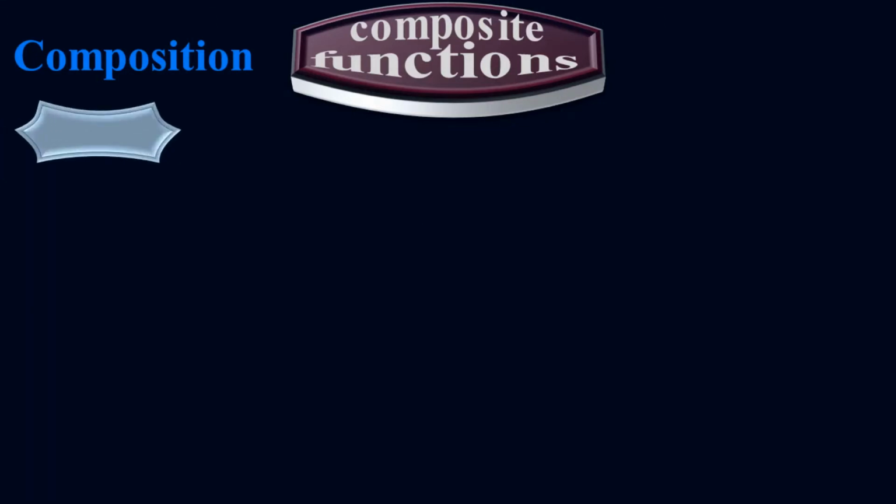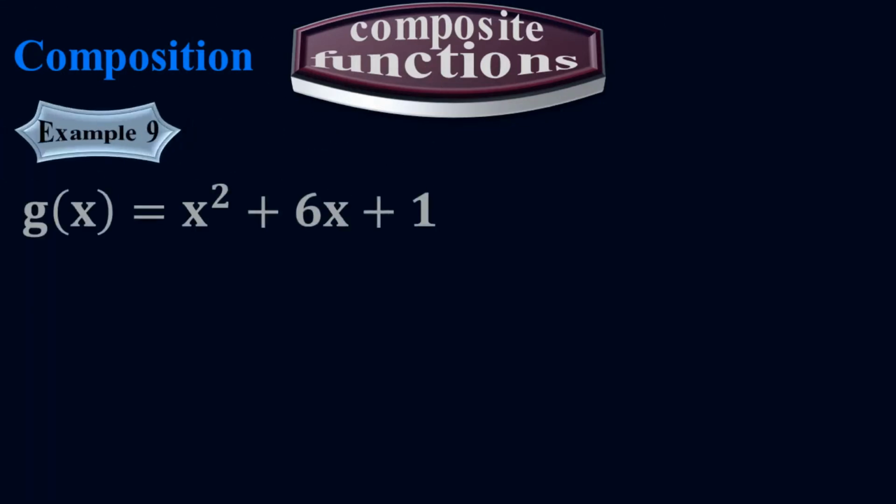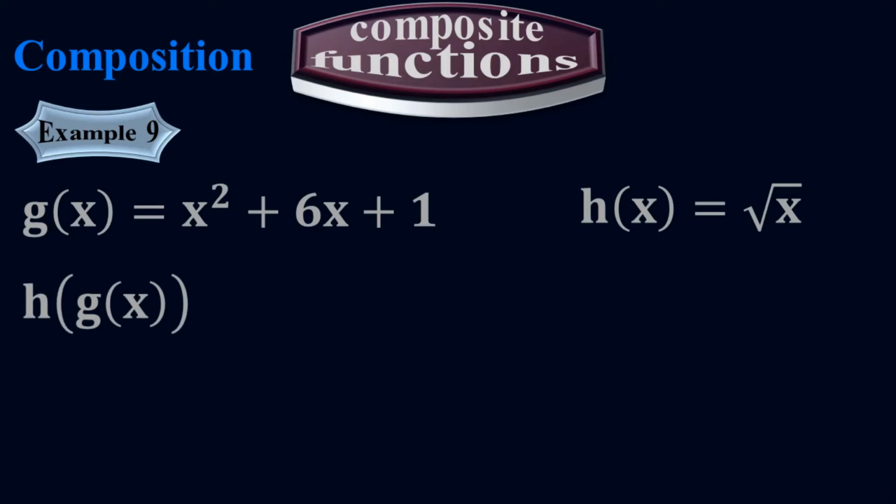One more example, example number 9. G of x equals x squared plus x plus 1 and h of x equals x under the root. I want to do the composition of g of x and h of x. So to calculate h of g of x, which means h composed with g. Again, I don't want to put any random value for the x, so I'm going to replace g of x completely with x squared plus 6x plus 1, because g of x equals x squared plus 6x plus 1. Substitute this expression for g of x here.